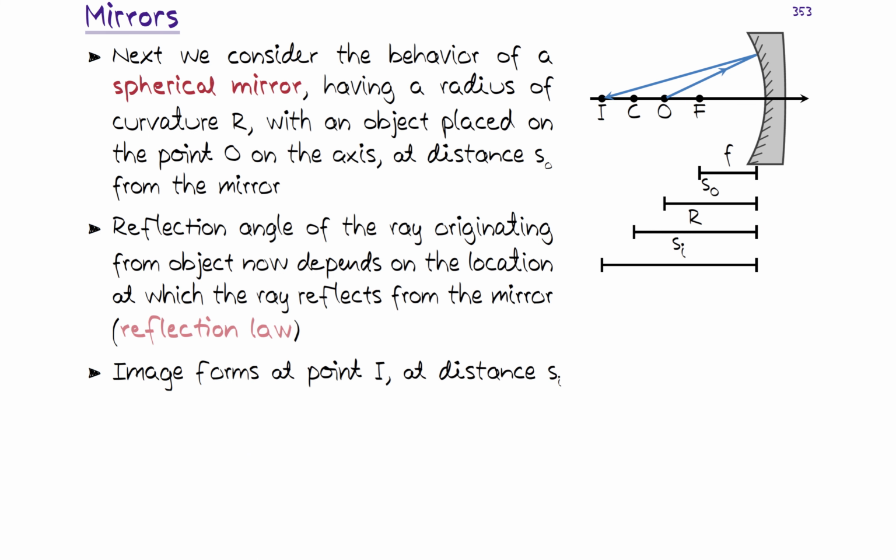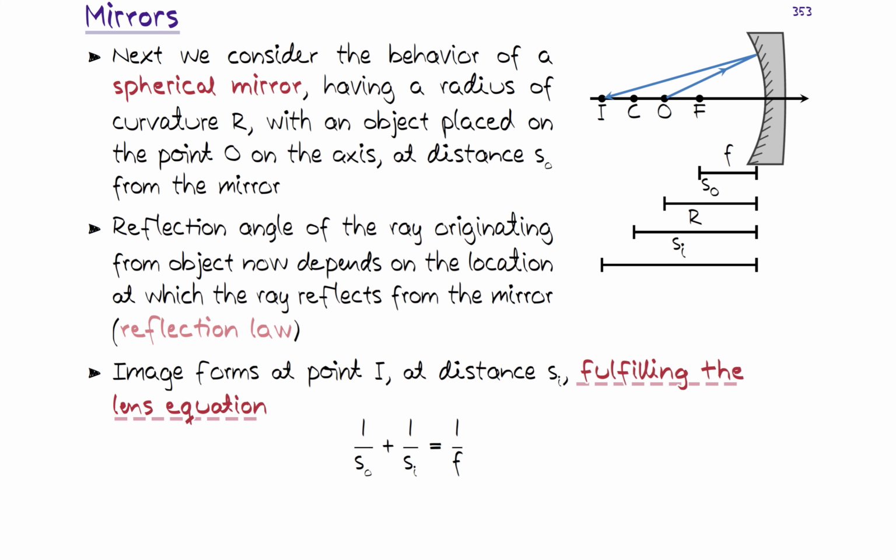Now the image forms at a point I, as I mentioned, and the distance again will be denoted with SI, and this fulfills the lens equation, so the imaging equation. So we still can use 1 over SO plus 1 over SI equals the inverse of my focal length. So this would be the lens power, or here basically the mirror power.